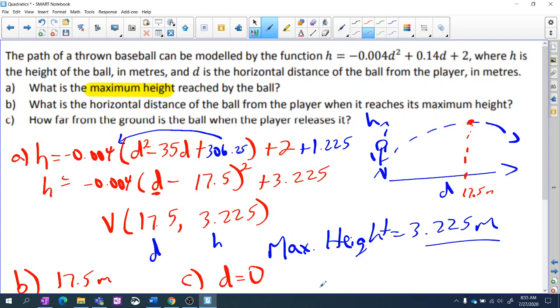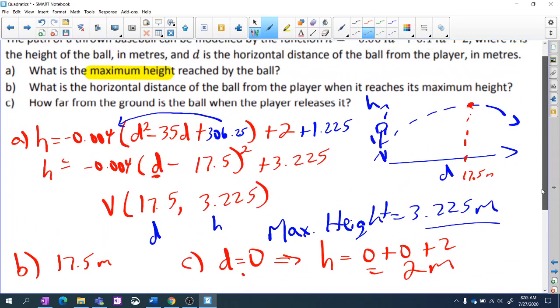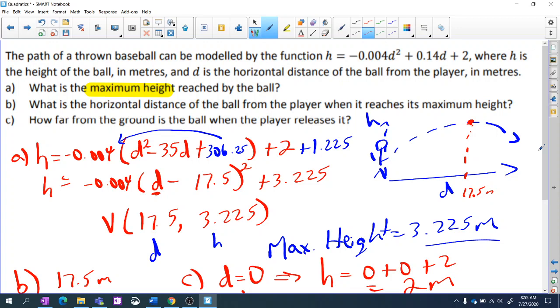So I'm going to let d equal 0. Well, let's go back to the original function, then it's really easy to do that. So if d equals 0, your height is going to be 0 plus 2. There's how high the ball was when it was initially thrown, 2 meters above the ground. Okay, so there's another example, working through where a quadratic function was provided. However, there was context, meaning words surrounding the problem, that we then had to interpret and use to solve and answer some questions.